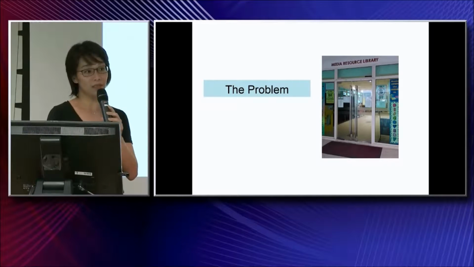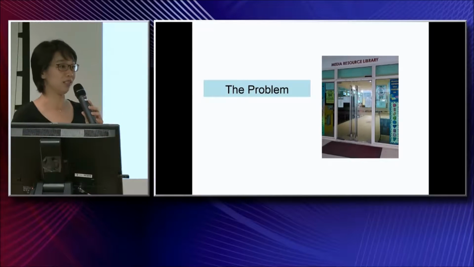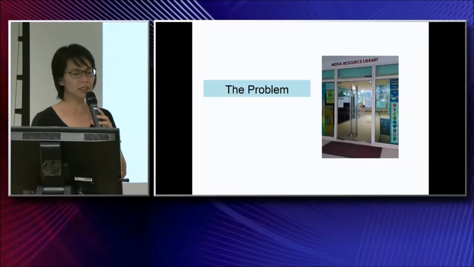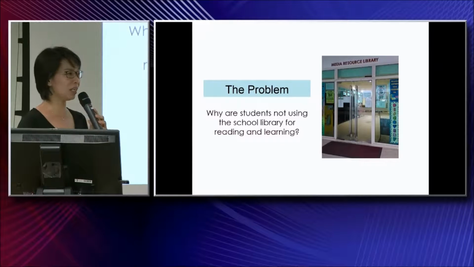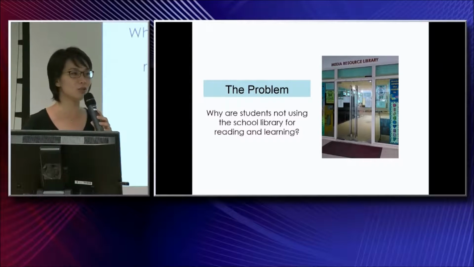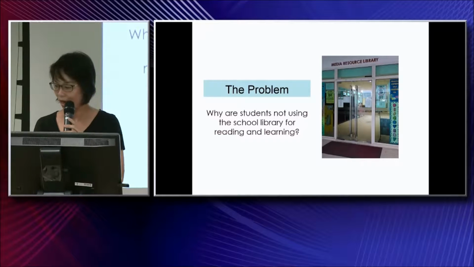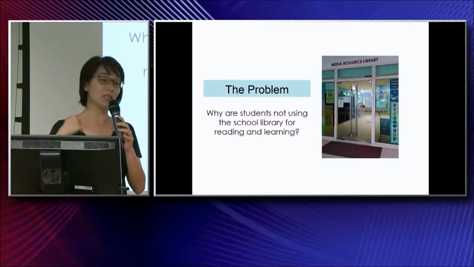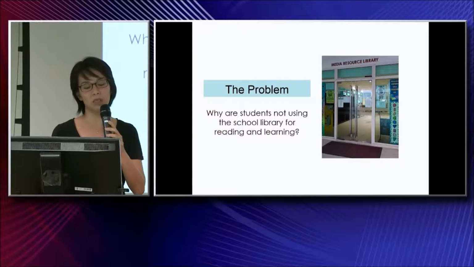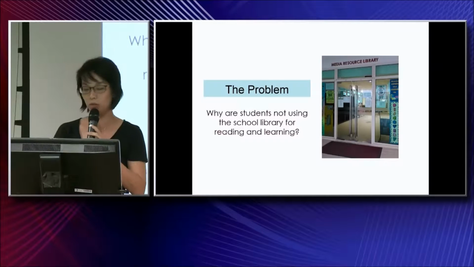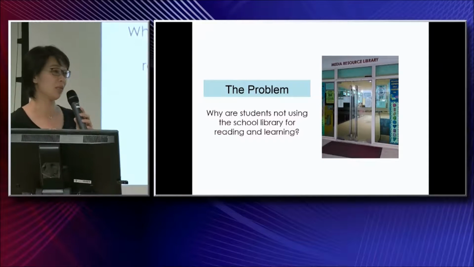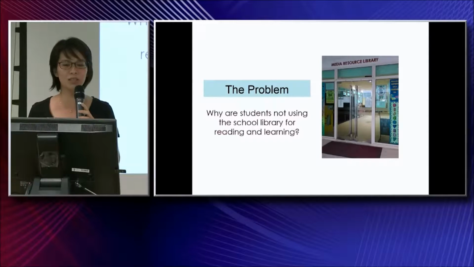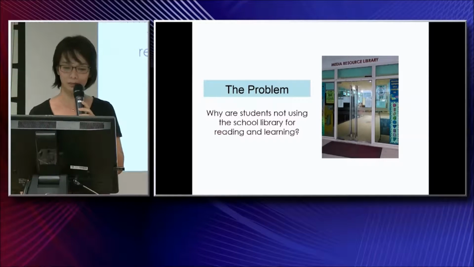Now, the library is typically seen as a place for reading. When you think about the library, you think, oh, the library is a place for reading. But halfway through the study, we realized the students were not using the school library. In fact, the school library was seldom occupied by the students who would walk past it. It was placed in quite a prominent position, but they would still walk past it and not use it. So the problem that we began with, and design begins with a problem, is why are the students not using the library for reading and learning?